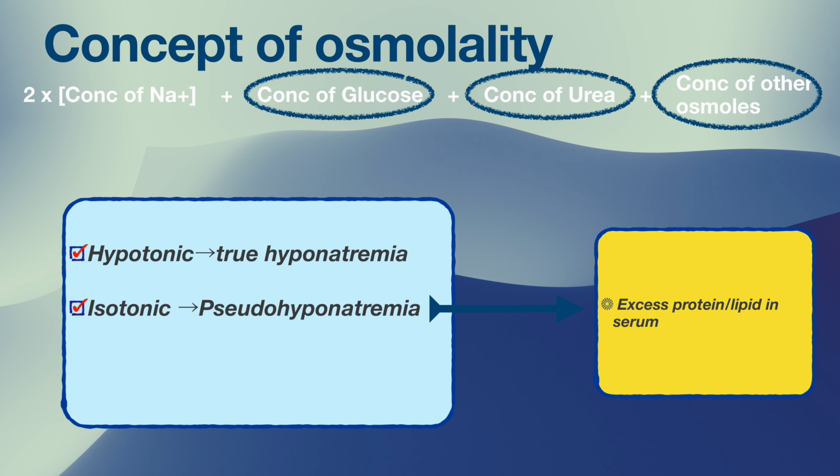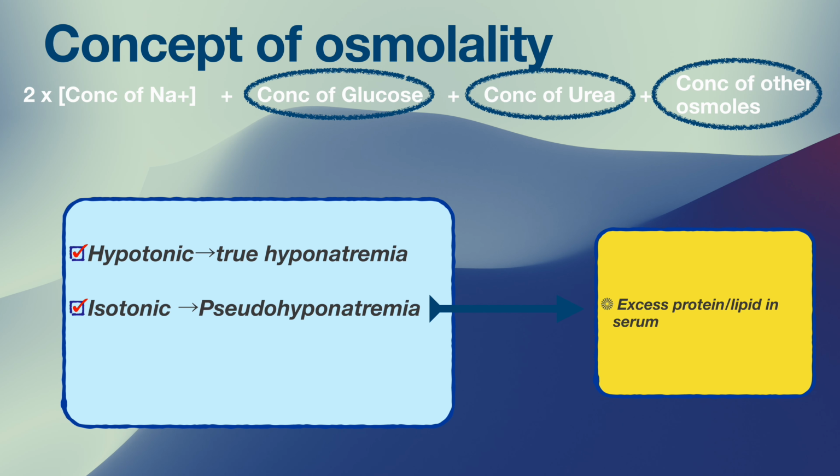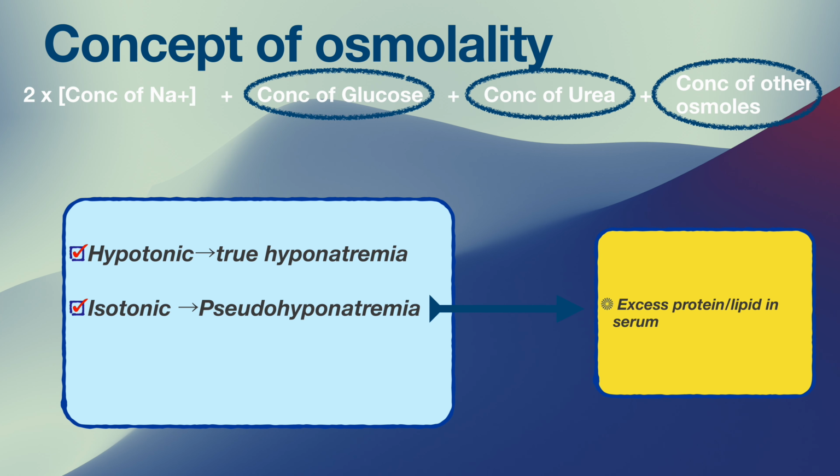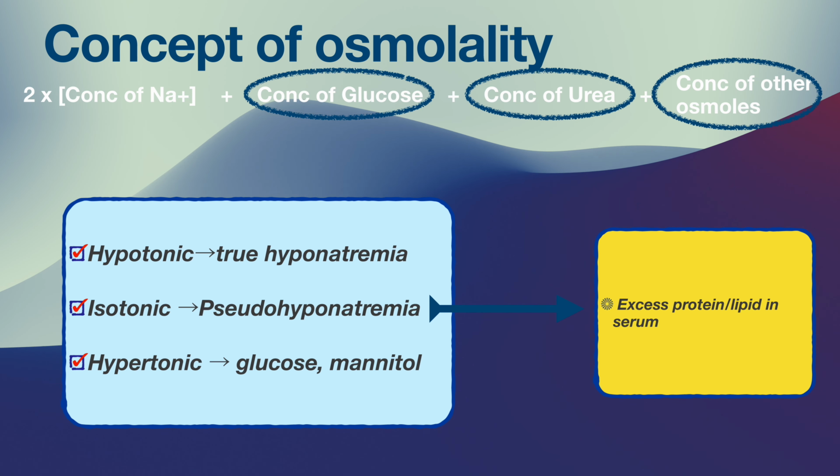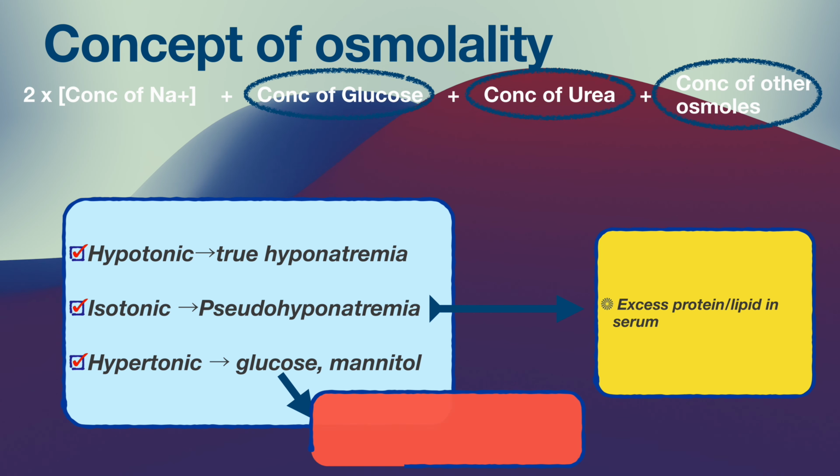If it's isotonic, it's pseudohyponatremia, and it can be caused by excessive lipids or proteins in the serum. How? Let's discuss that in the comments. Drop down what you think is the reason this can happen. And if it is hypertonic, it can be glucose or other osmotic agents like mannitol.